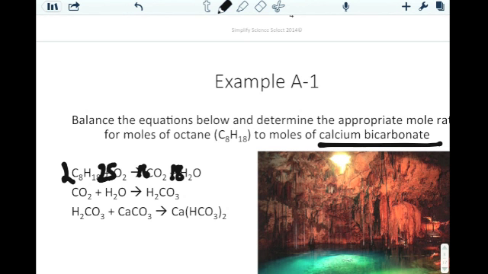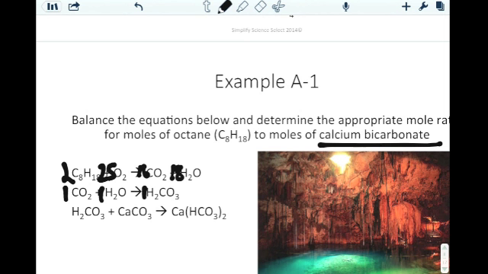Next one, we start with our carbons. We have 1 carbon right here, 1 carbon right there. That's good. Look at our oxygens. We have 2 right here plus 1, so it's 3. We have 3. Hydrogens 2 and 2. So that helped us out. That was nicely balanced. So it's just 1s all the way across.